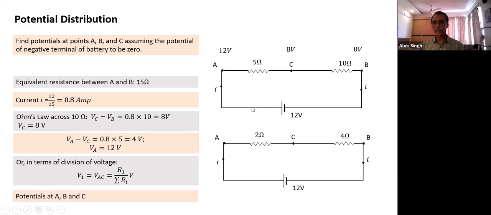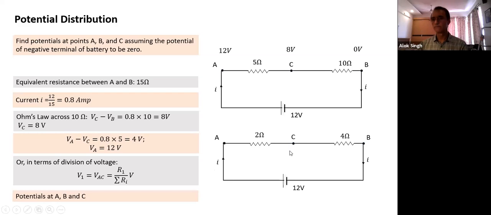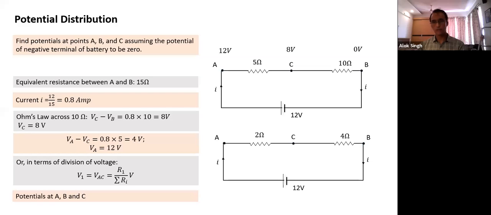Suppose the circuit is given like this, not 5 and 10 ohms, but 2 ohms and 4 ohms. Is the potential at points A, C, B the same or different? Same. As long as the ratios are the same, the potential differences will be the same. And since the potential difference is the same, the potential also will come out the same. The only thing that will change is this current.